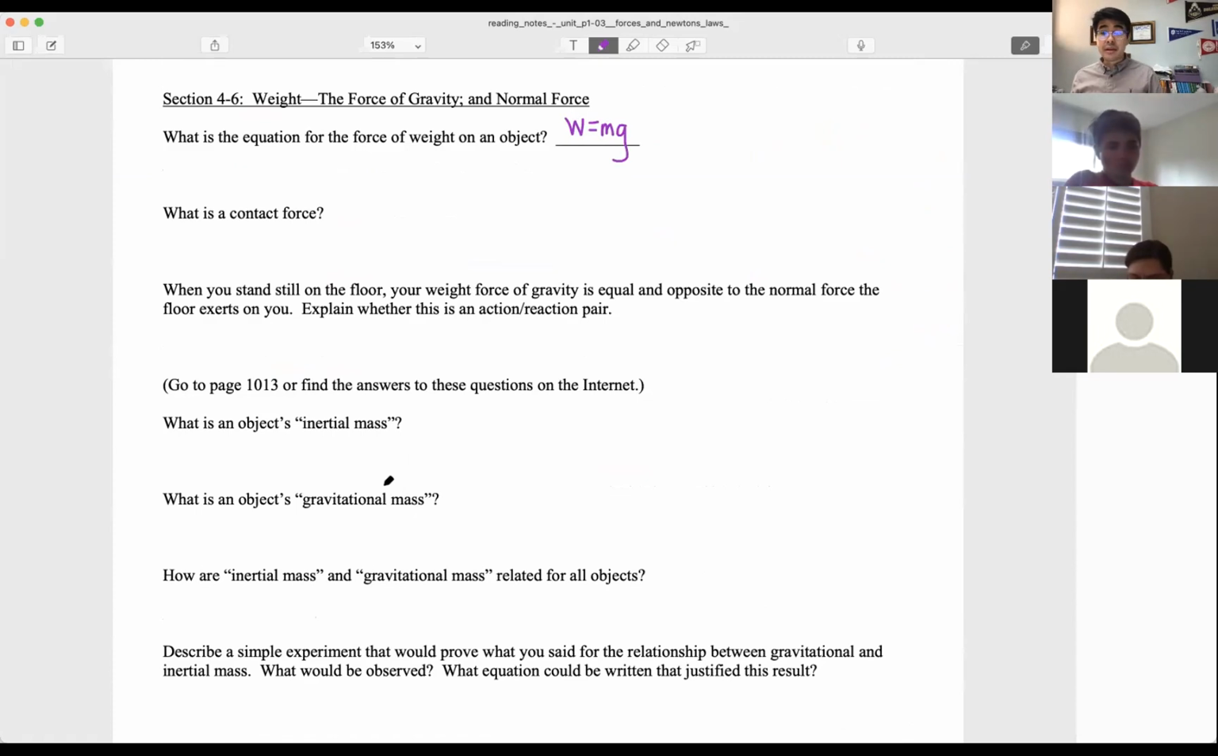And then we have the idea of a contact force. So we're kind of talking about this earlier, right? You can have a force without contact, so that'd be like gravity, right? But a contact force is any force that results in two things physically touching each other. So what are some examples of physical contact forces?